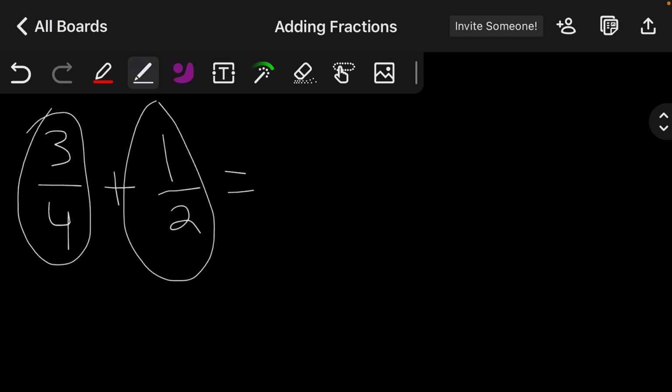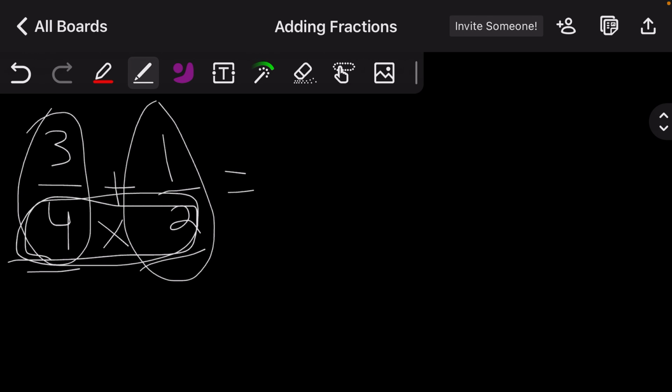So the first thing that we want to do is to get these two denominators to be the same number. And a really common way of doing that is to simply multiply each denominator by each other. So multiply both of the denominators. In this instance, we have 4 times 2, because those are the 2 digits for the denominators. And that's going to give us 8.